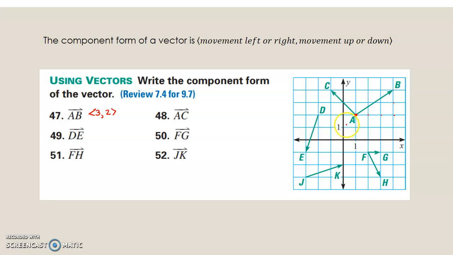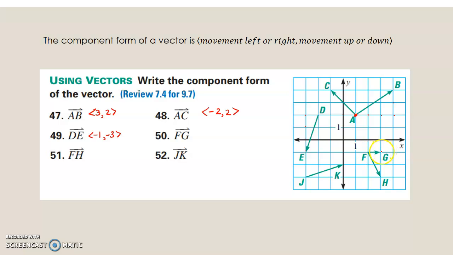All right, AC. The horizontal movement is 1, 2, but it is negative 2 in this direction. The vertical is up 2, which is a positive 2. DE is negative 1, is your horizontal movement. And then 1, 2, 3, negative 3.